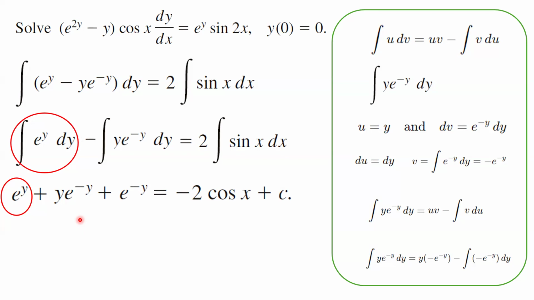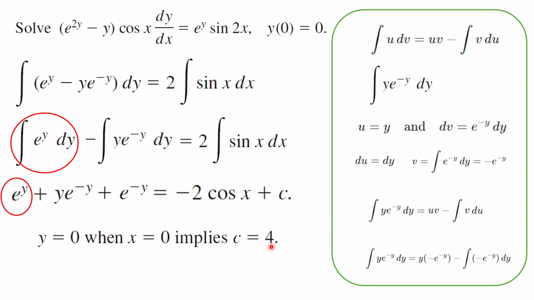Very well. What about the initial condition? The initial condition was when x is equal to 0, y is equal to 0. So if you plug that in here, you get e^0, which is 1, plus 0 plus 1 over e^0, which is 1 again. So far you have 2 on the left-hand side. And you have negative 2 cosine of 0, which is negative 2, plus c. So 2 plus 2 gives you 4. You can easily calculate c, which is 4.